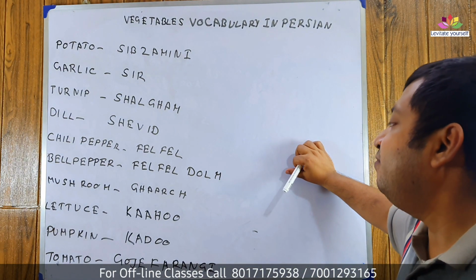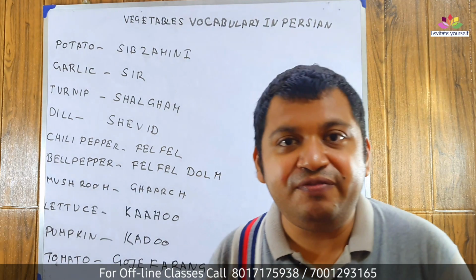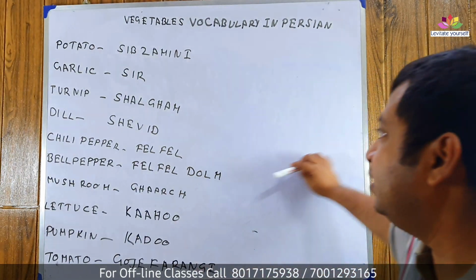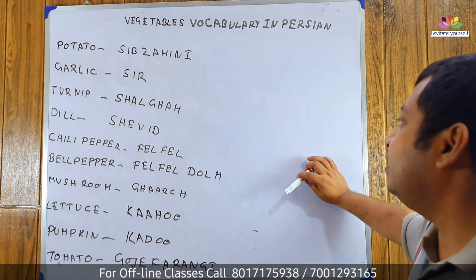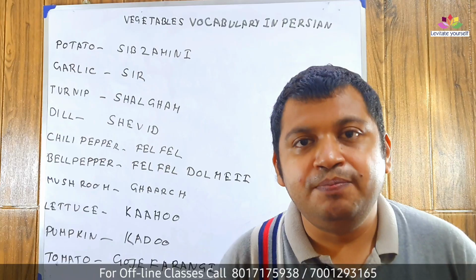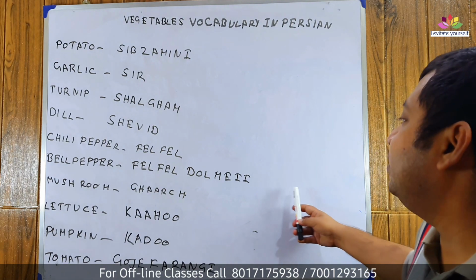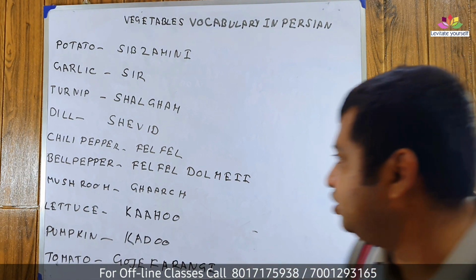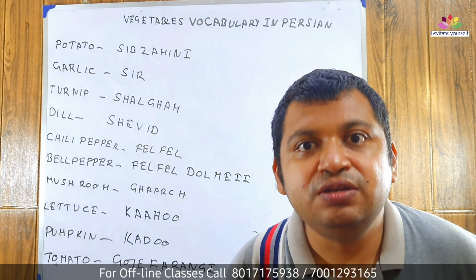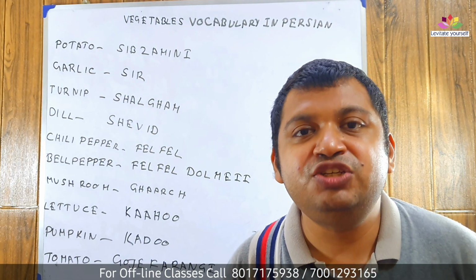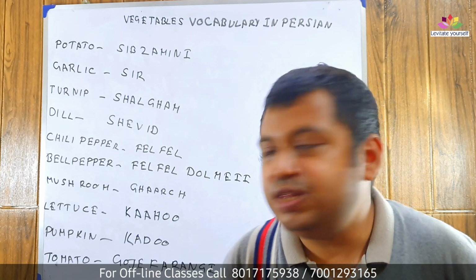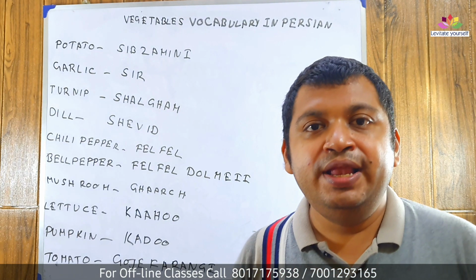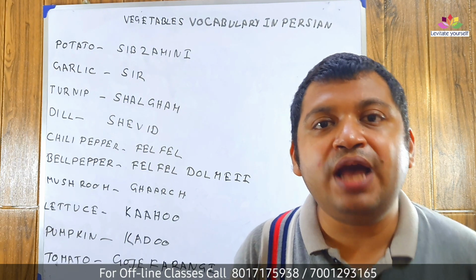Chili pepper, falfel. Chili pepper, falfel. Move to the next word. Bell pepper, falfele dolmei. Move to the next word. Mushroom, gosh. Let's pronounce it with me. Mushroom, gosh. Let's move to the next word. Lettuce, kahu. Let's pronounce it with me. Lettuce, kahu.